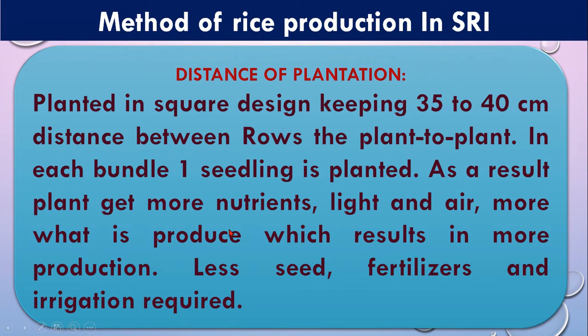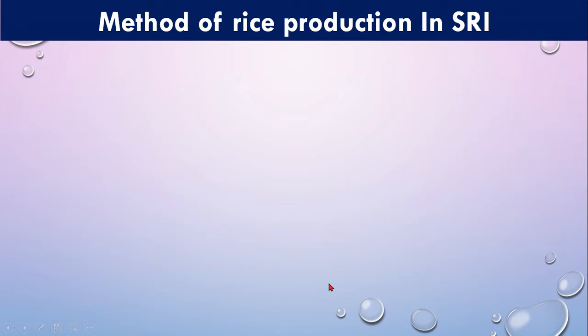And remember, plant one seedling in a hill or in a bundle, whereas in the local or traditional method we plant 3 to 4 seedlings. Here you see, they reduce the seedling cost as well. As a result, the plant gets more nutrients, light and air, more water is produced, which results in more production, and less fertilizer and less seed as well.